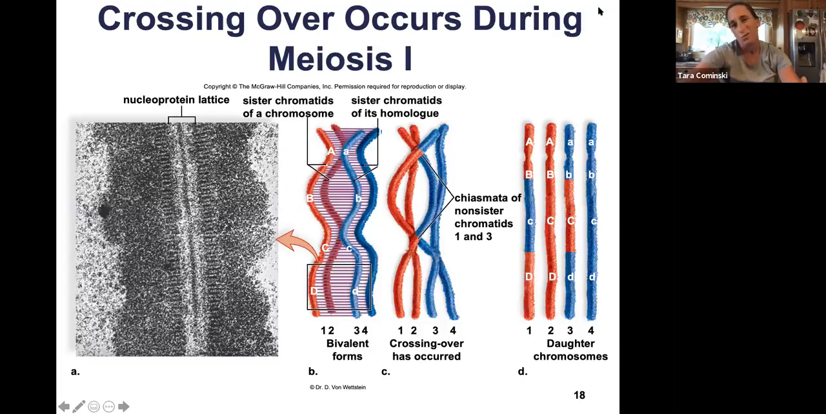I mean, it is a complicated process, or maybe something that's hard to conceptualize. But again, this is going to lend to genetic variation. So you're not losing or deleting any genes, you're just changing the form of it, right? Different alleles. The alleles are getting, you can think of them being shuffled around. Okay, so that's crossing over.